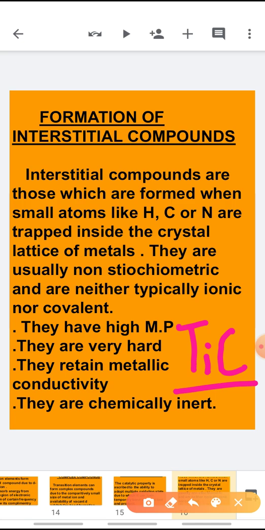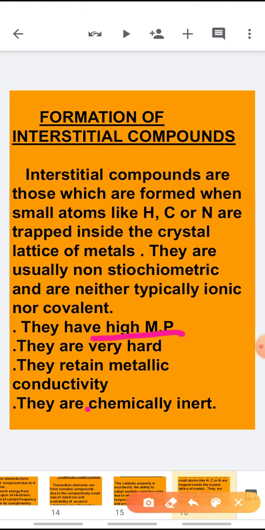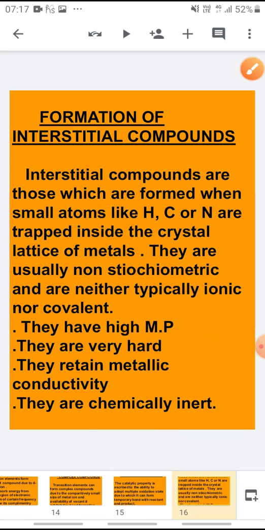Now, these compounds have certain important properties that you have to remember, like they have high melting point, they're very hard, they retain the metallic conductivity and are chemically inert. These are the properties of your interstitial compounds.